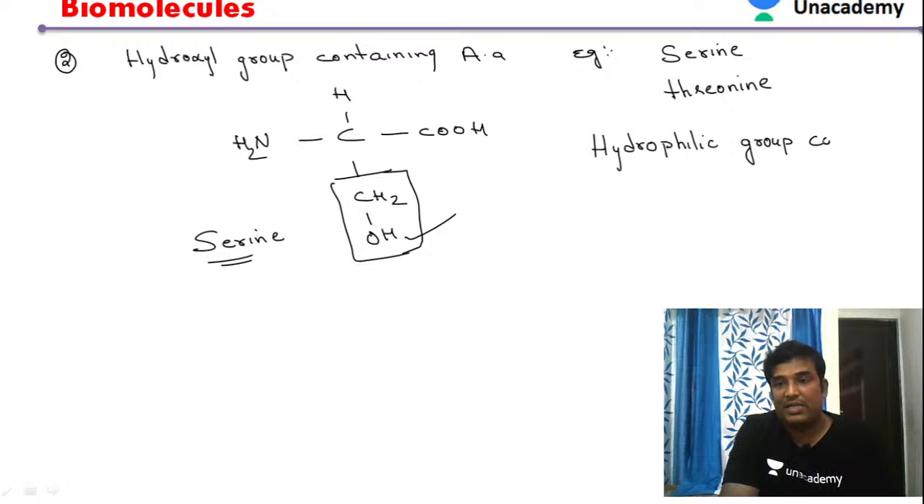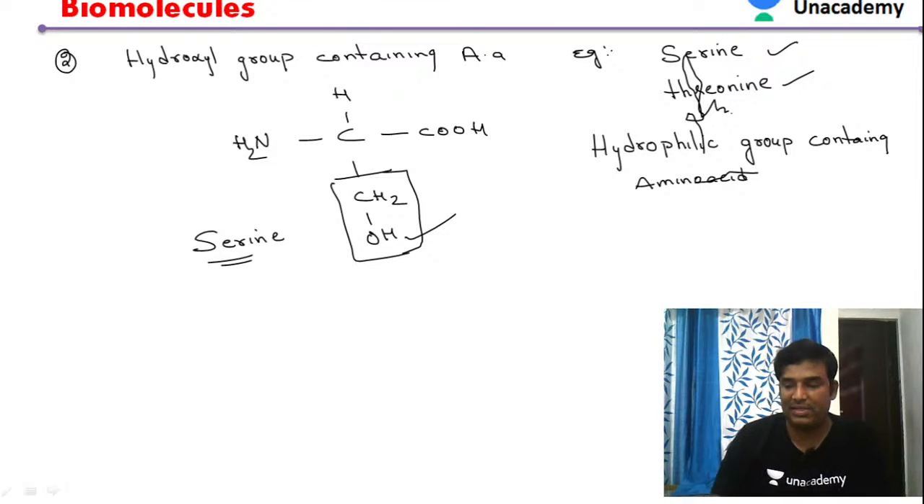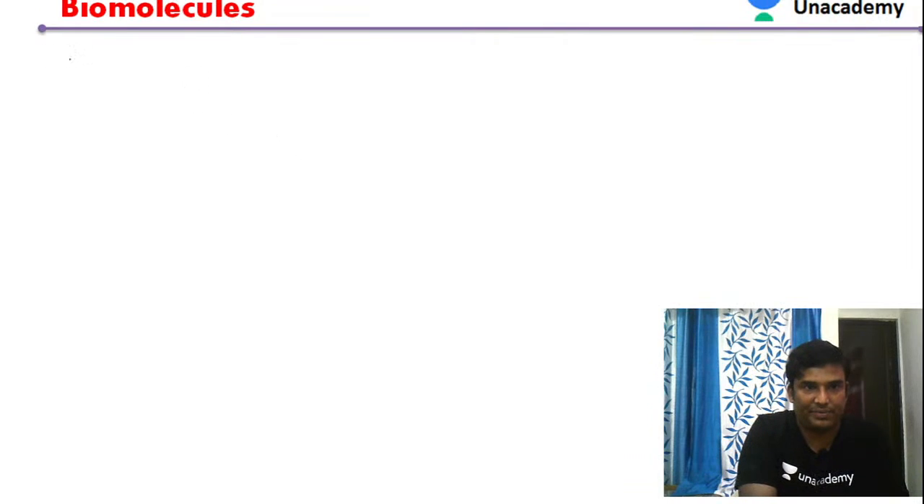So they can also be considered as hydrophilic group containing amino acids, serine and threonine. These are the two amino acids, serine and threonine. They are the hydroxyl group containing amino acids. So this is about hydroxyl group containing amino acids. Let us see the next one.